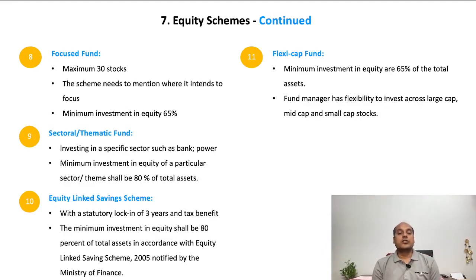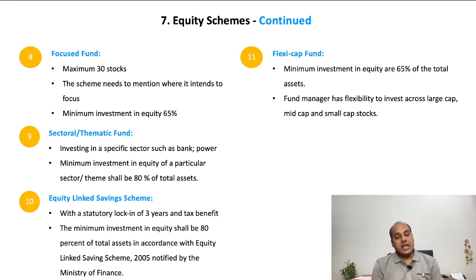Coming to focused. A focused fund can have a maximum of 30 stocks. The scheme should mention where they are going to invest and what sort of focus they have, and the minimum investment in equity should be 65%. Then comes sectoral or thematic fund, investing into a specific sector such as bank, pharma, infrastructure, financial services. Such funds are called sectoral funds. Thematic could be a broader term than sectoral. For example, banking is a sectoral fund, but financial services could be a thematic fund, which can include not only banks but also insurance, asset management companies, etc.